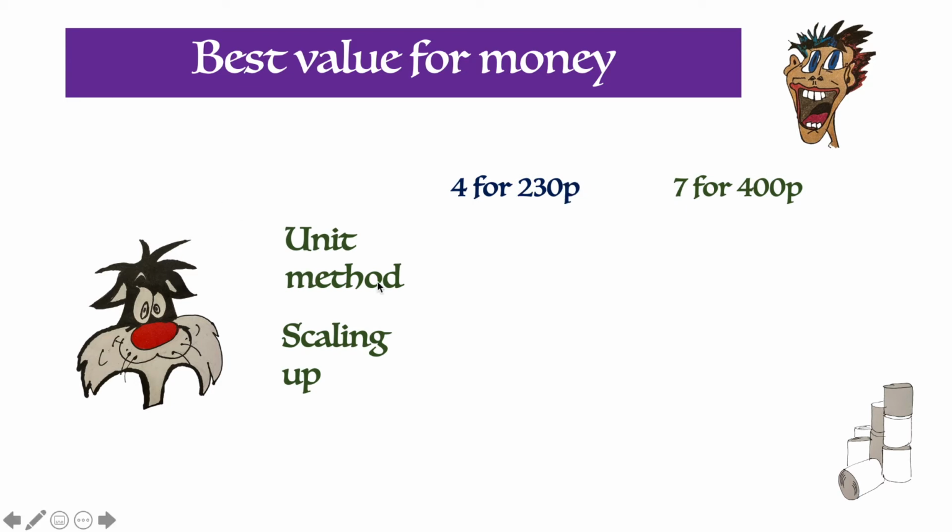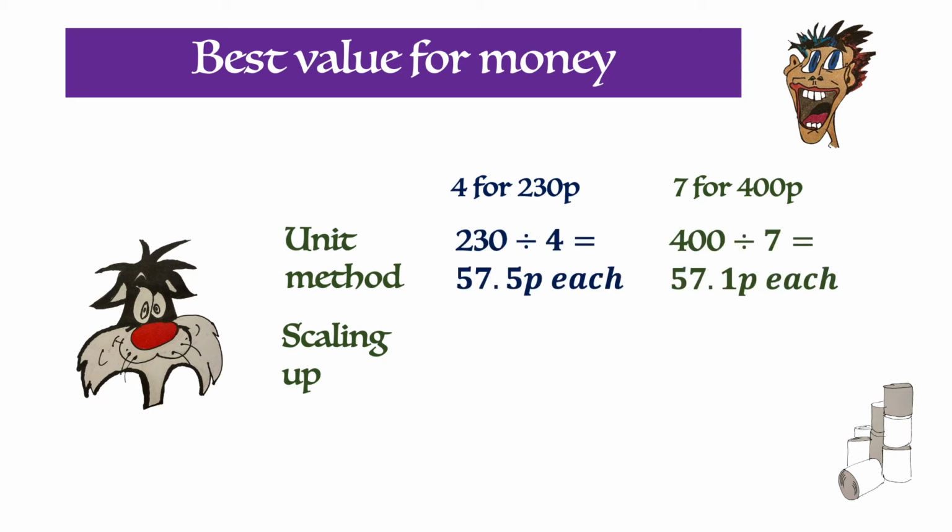And now we're going to look at the unit method and the scaling up method. Now remember, the unit method is to find the price for one toilet roll. That's the unit. We've got to find out what is the cost for one. So it's a sharing idea. We've got to share the 230p by 4, and share the 400p by 7. And sharing in maths means dividing. So we divide 230 by 4 and 400 by 7. And here we can find out that this is the best deal. This is 0.4p cheaper per roll.